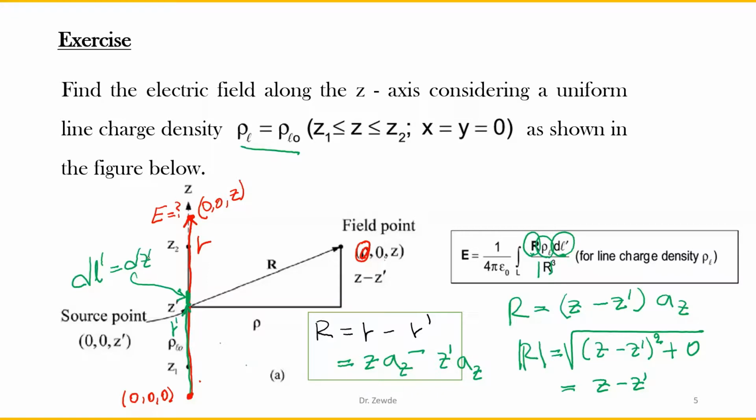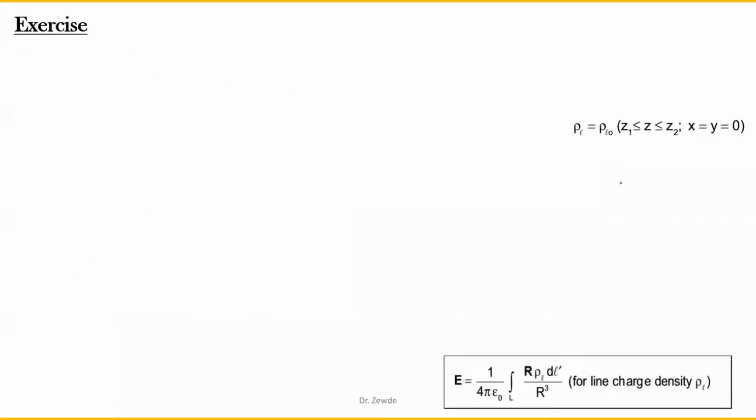So what else do we have? I think we have all the things. What we need is just simply plug the values. So now let's just substitute these values and solve for E. So E is the electric field vector for the arbitrary charge distribution. This is 1 over 4 pi epsilon naught.